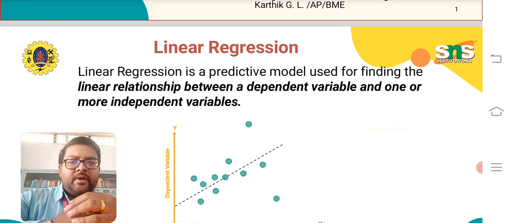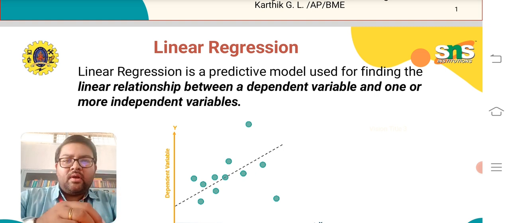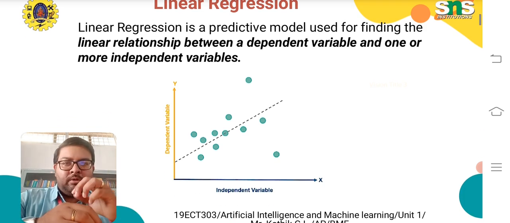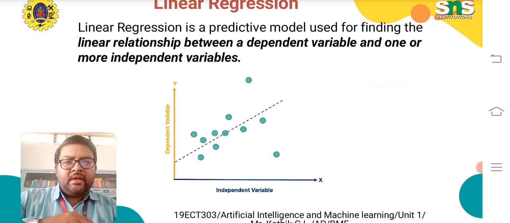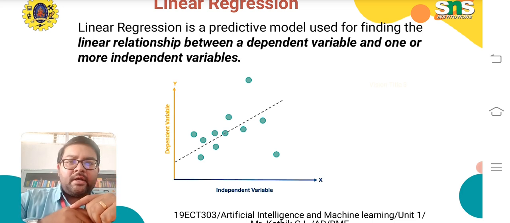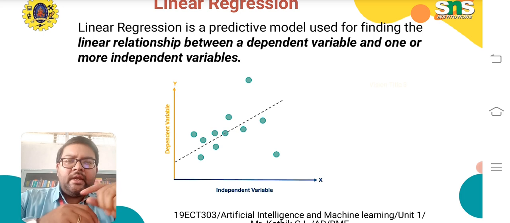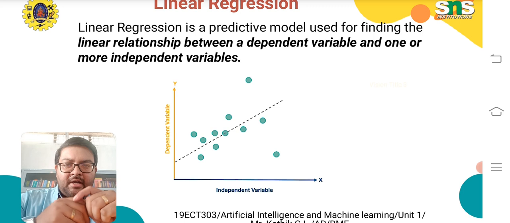Linear regression is a predictive model used for finding the linear relationship between a dependent variable and one or more independent variables. We can see the graph. In the graph, the x-axis is the independent variable and the y-axis is the dependent variable, and in linear regression there is a linear relationship between them, like Ohm's law, the variation of voltage with respect to current, right? It is linear. So linear regression is about the linear relationship between x and y.